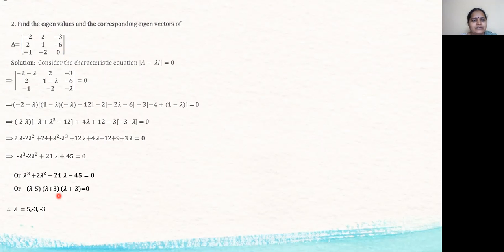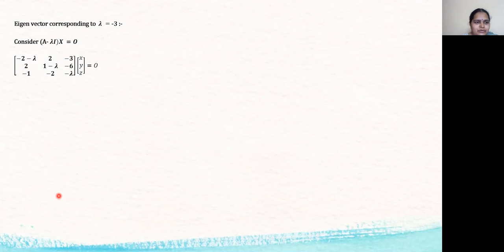Now let us find the eigenvectors for these eigenvalues. First let us find the eigenvector corresponding to lambda equal to minus 3. For finding the eigenvector we take the definition: A minus lambda I into X equal to 0. A minus lambda I we have written already, that matrix into X, meaning x, y, z, three unknowns, equal to 0. Then in place of lambda we substitute minus 3. Then we get minus 2 plus 3 becomes 1, then 1 plus 3 is 4, and then minus 3 becomes plus 3 here.